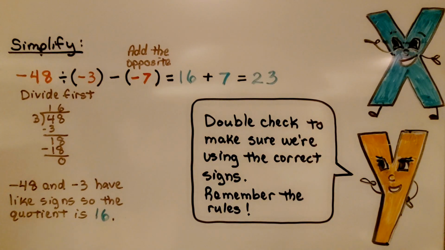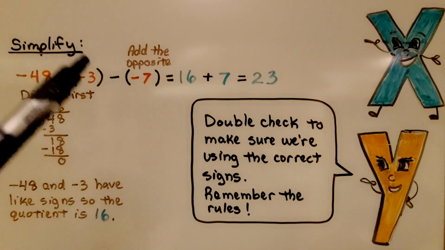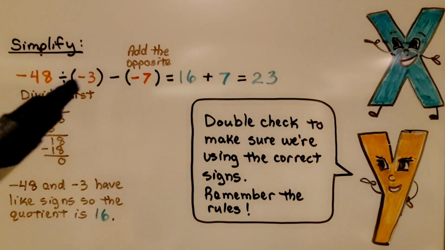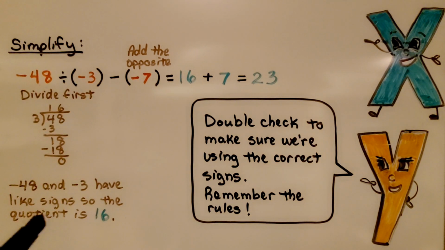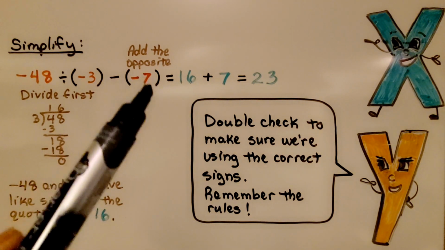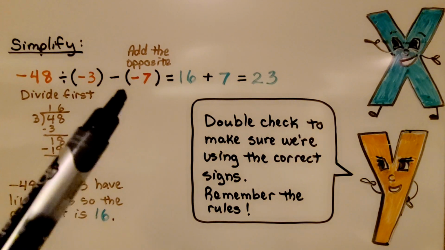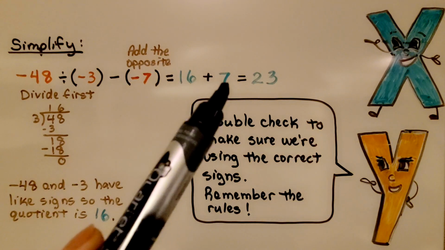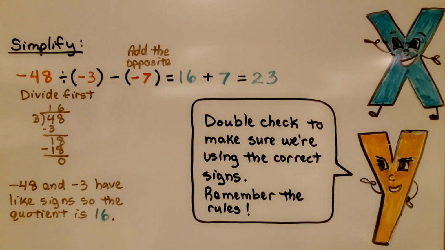For this one, we need to simplify negative 48 divided by negative 3 minus a negative 7. We're going to divide first. We divide their absolute values, so that would be 48 divided by 3, which is 16. We know they have like signs, so the quotient is a positive 16. Now we need to subtract a negative 7. We can add the opposite. So instead of subtracting, we're going to add. Instead of a negative 7, it's going to be a positive 7. And 16 plus 7 is equal to 23.